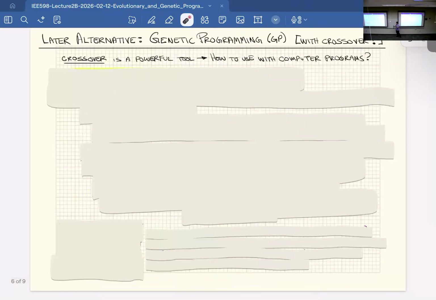Okay, so like I said, that evolutionary programming gets rid of crossover, and that's the big way that it works. But crossover is a powerful thing. We know that crossover helps us with the GA. So it seems like it would be great if we found a way that we could introduce crossover to programming. So how do we do that?